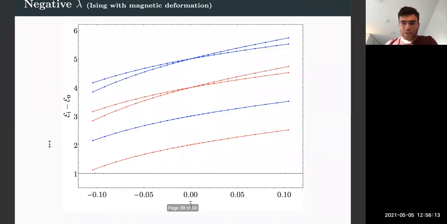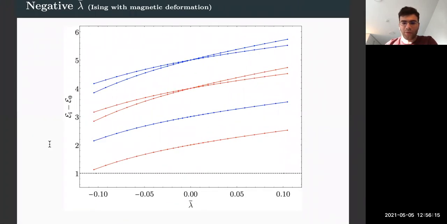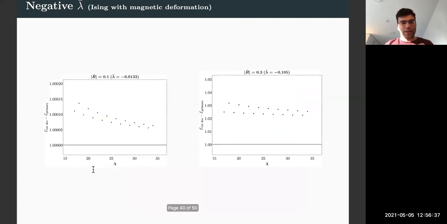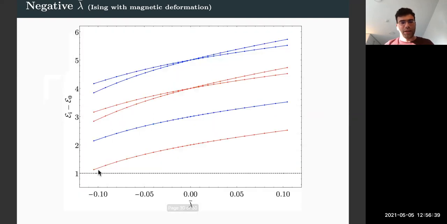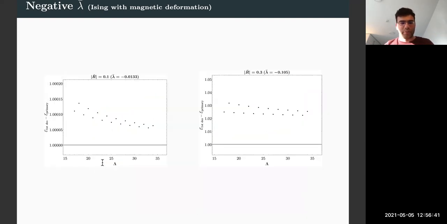We also saw that in the Ising magnetic deformation. Here I'm showing the Ising magnetic deformation plot without the errors. I don't show the errors now, but I will show you later that this is the point where the errors become really big.